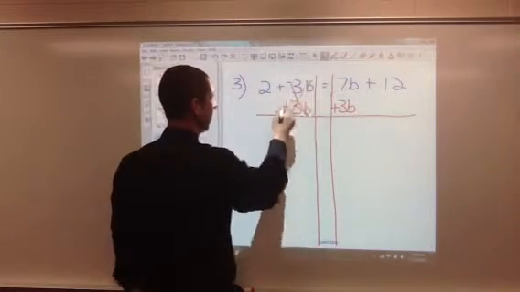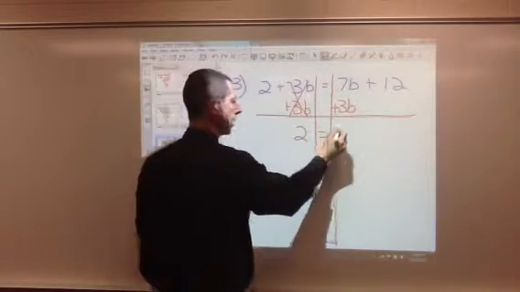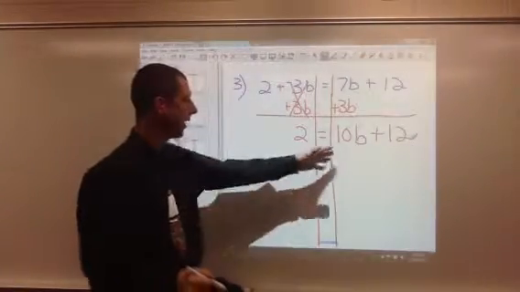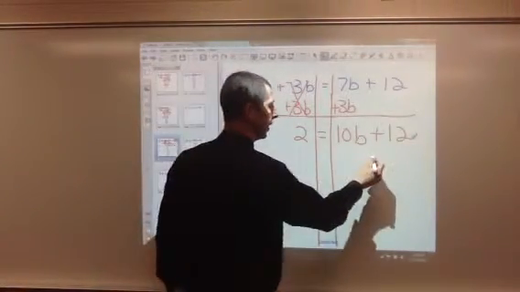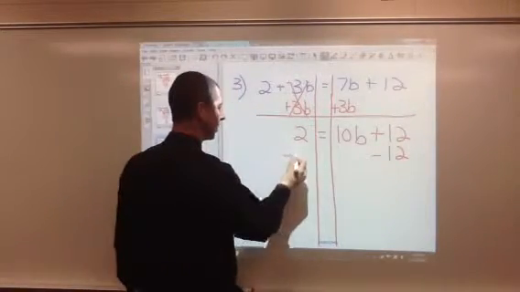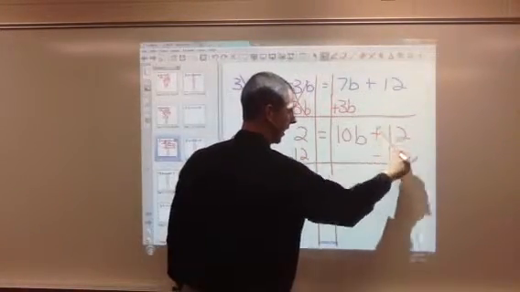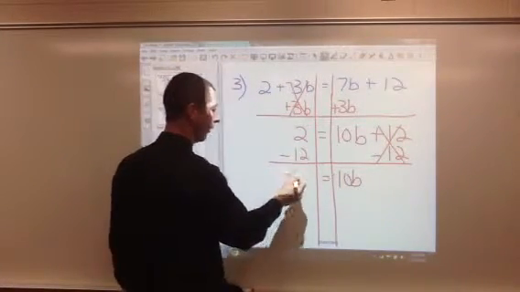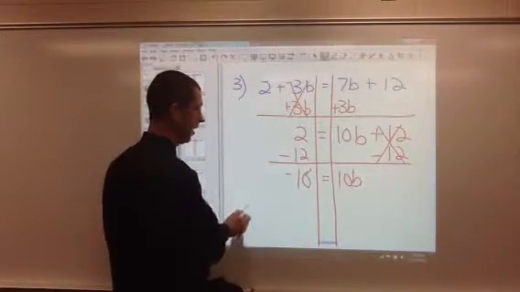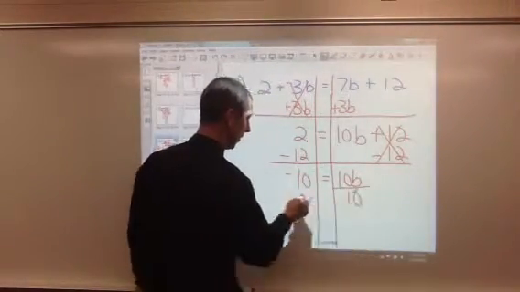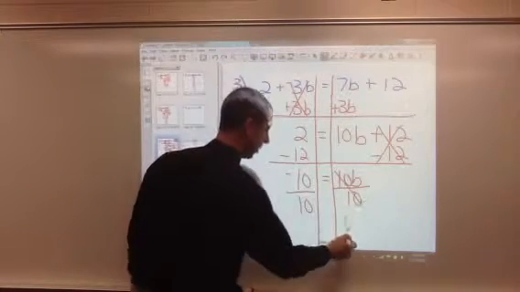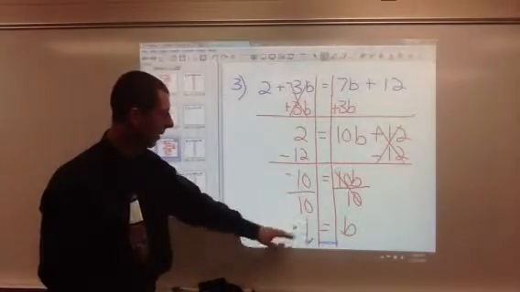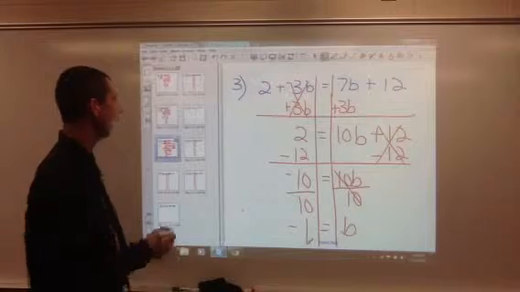Okay, so these cancel. We're left with 2 equals 10b plus 12. Now we have a two-step equation to solve normally. Subtract 12 from both sides, subtract 12. These cancel. 10b equals 2 minus 12, which is negative 10. Next step, divide by 10. Divide by 10. These cancel. b equals negative 1. Negative 10 divided by 10 is negative 1. There's our answer on that one.